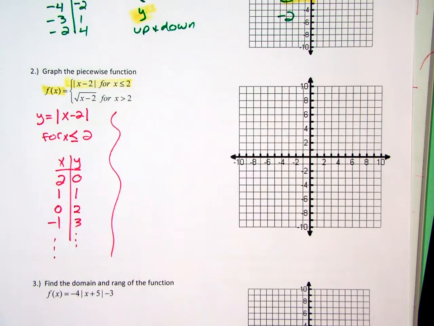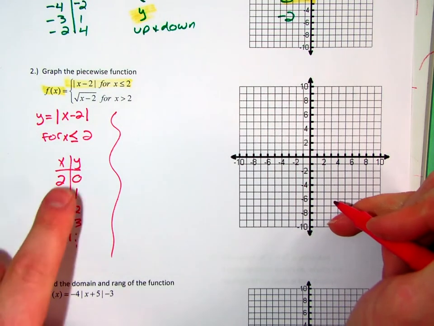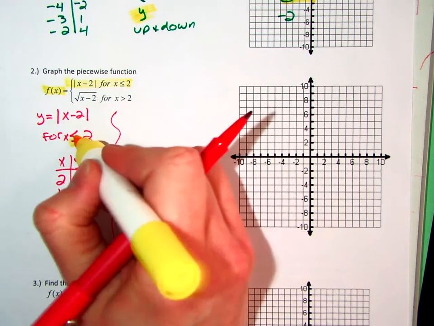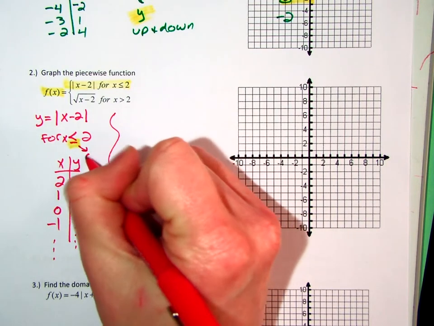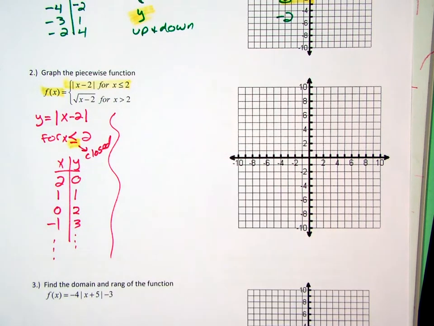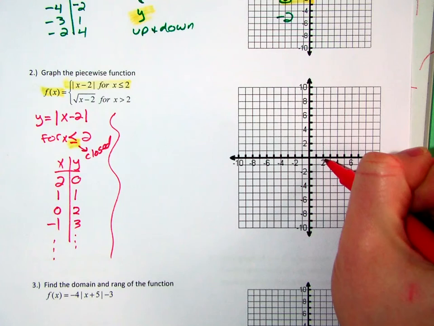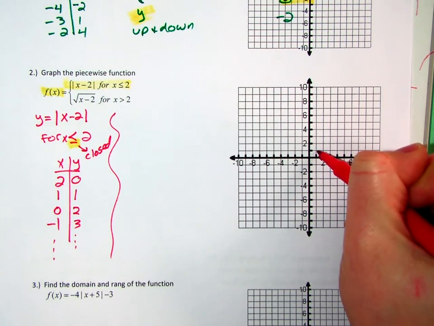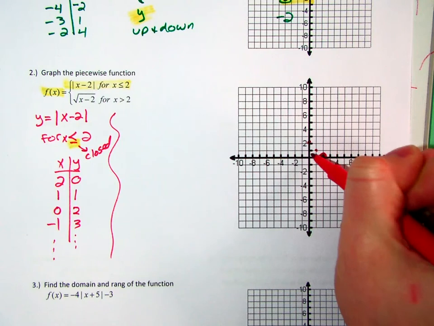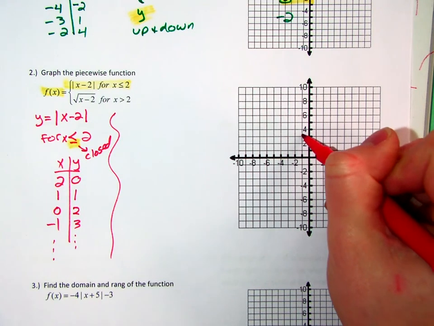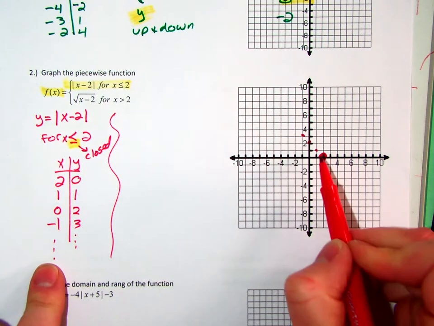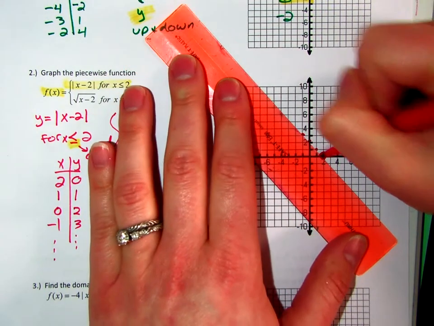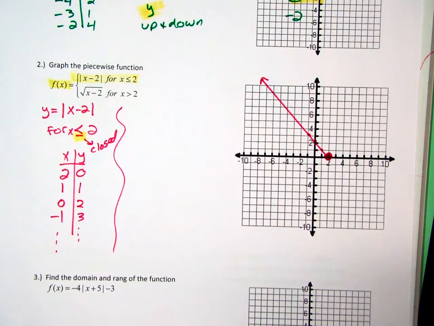So then I can go to my graph and plot my point. Now remember, I have to think about open versus closed circles. So since there's an equal to here, I know I'm going to make a closed circle at the 2 point. So at x is 2, y is 0, I'm going to make a closed circle. And then 1, 1, 0, 2, negative 1, 3. And I put the dots at the bottom to remind myself I'm going to keep going in that direction. So from this point, keep going in that direction with the arrow.